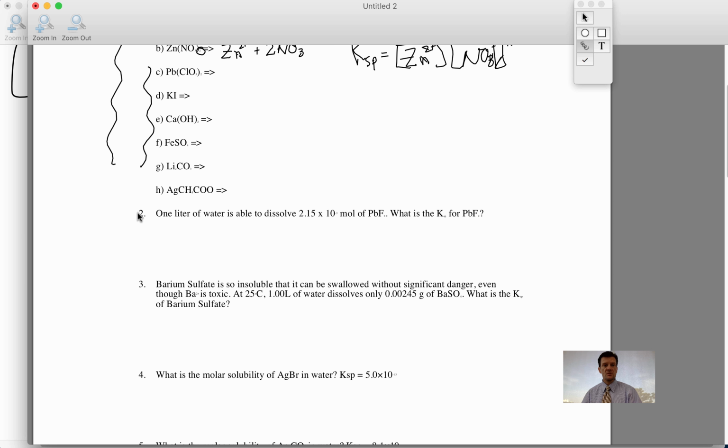All right, and let me just show you really quickly here how to do one of these, and then we'll do the rest of them in class. So this is saying you have this amount of lead fluoride that dissolves in water, and it's asking you to find the KSP value. So again, you have to know how to write the proper dissociation or dissolution equation of lead fluoride. When this reaches saturation, you are going to have a certain concentration of lead ion.